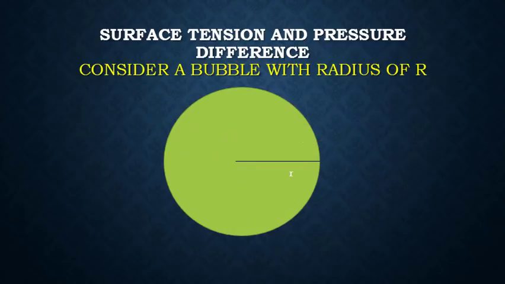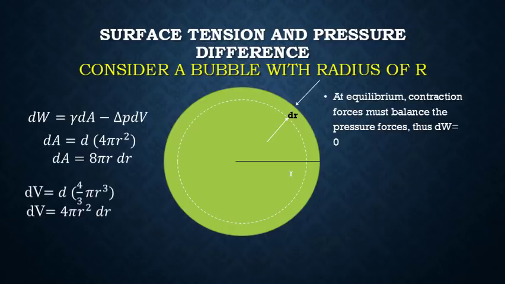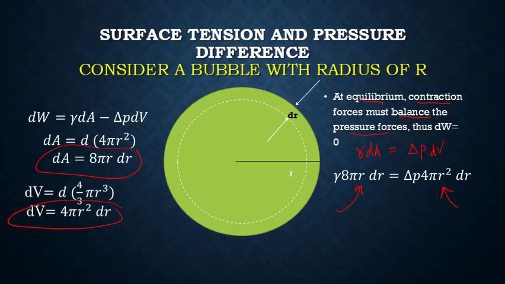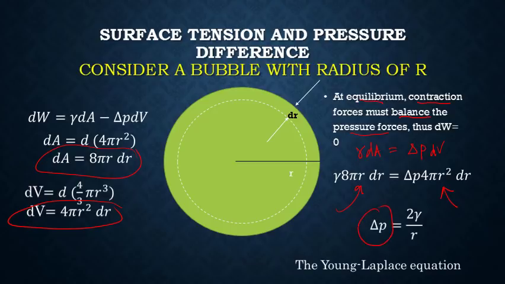However, after the work is done, at equilibrium the contraction force of this bubble must be balanced by the pressure forces, which means gamma dA must be equal to the change of pressure times dV. Take this equation to replace dA and this equation to replace dV, then cancel whatever is similar and you get delta P equals 2 gamma over r, and this is what you call the Young-Laplace equation that relates surface tension to pressure difference.